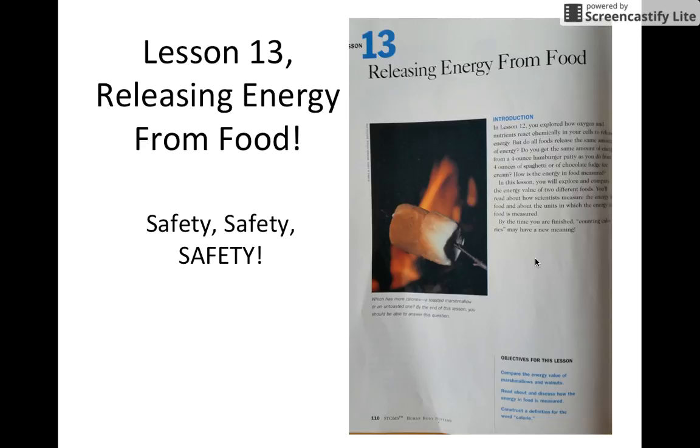Next is lesson 13. This can also be done in conjunction with the digestion lessons as well, if you'd like. In this lesson, students are going to make the connection between what they eat and how cellular respiration works in their body. This lesson uses fire, and the students are going to be burning food to determine its calories based on the heat that it puts off, and that it has.